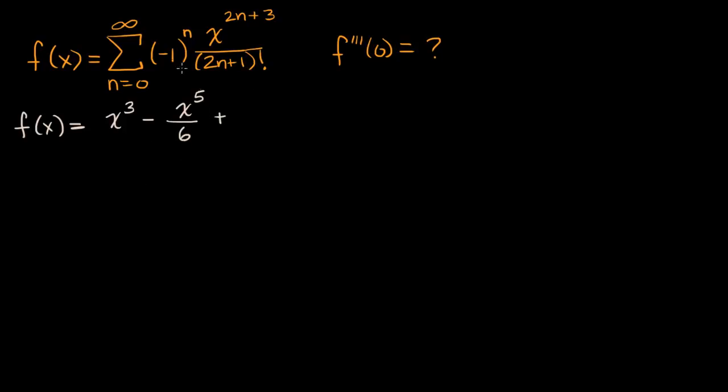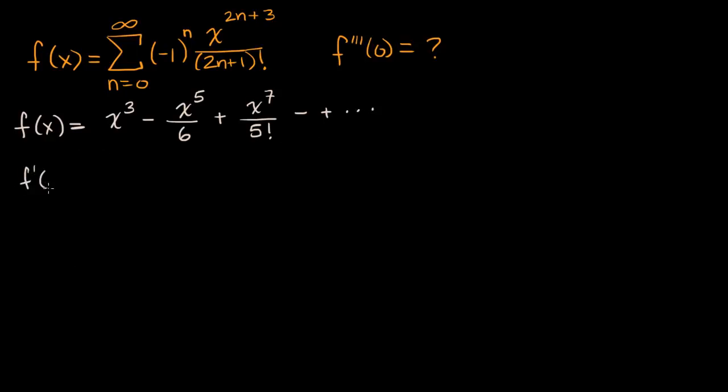And then when n is equal to 2, this is going to be positive again. It's going to be x to the 7th power over 5 factorial. Is that right? Yeah, 5 factorial. And 5 factorial would be, what? It would be 120. But we could just keep going, minus, plus, and it goes on and on and on forever. Well, now let's just take the derivatives.